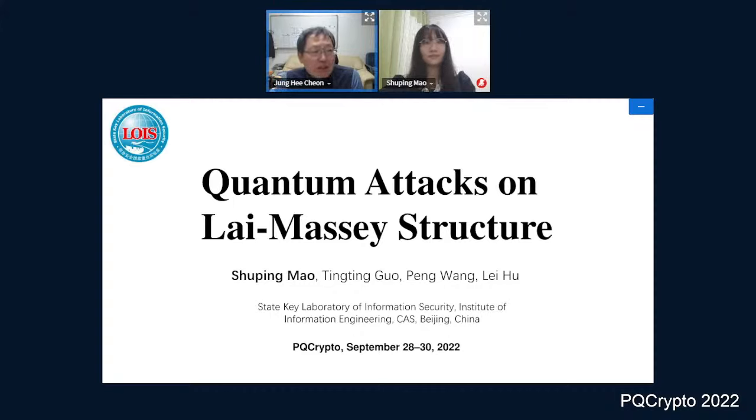The first talk is Quantum Attacks on Lai-Massey Message Structure by Shupeng Mao, Ting Guo, Peng Wang, Lei Hu, and then Shupeng will give a talk, please.